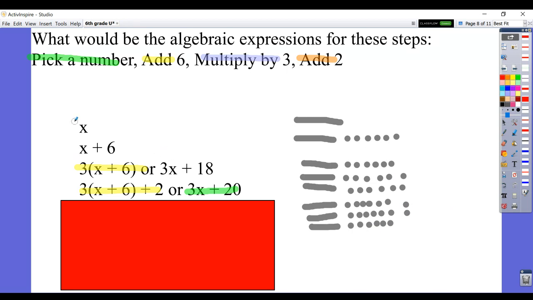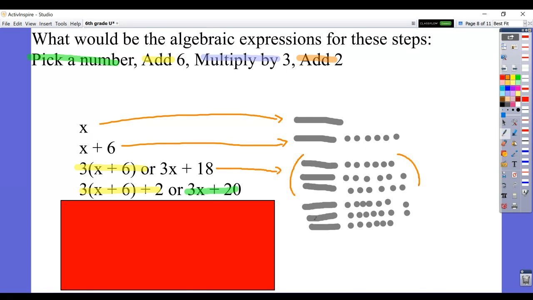So for the algebraic expression, it would be x, which again is this sketch, but you did not have to draw it. Then x plus 6, again, you did not have to draw or do it with algebra tiles. Hopefully this just helps you see it a little better. And then that's 3 groups of x plus 6, 3 rows I made. And then when you add the 2, that's here, 3 groups of x plus 6 plus 2 more, or in other words, 3x plus 20.